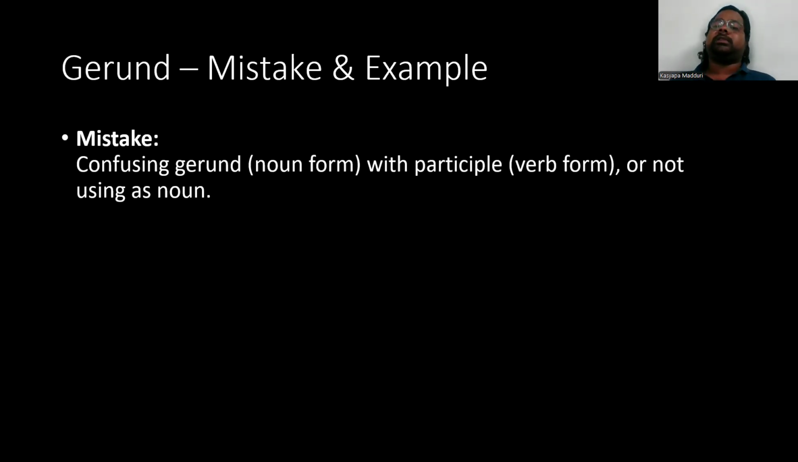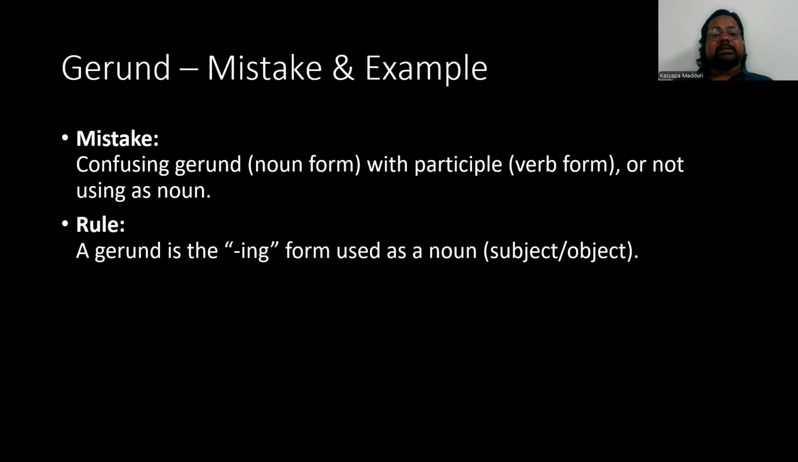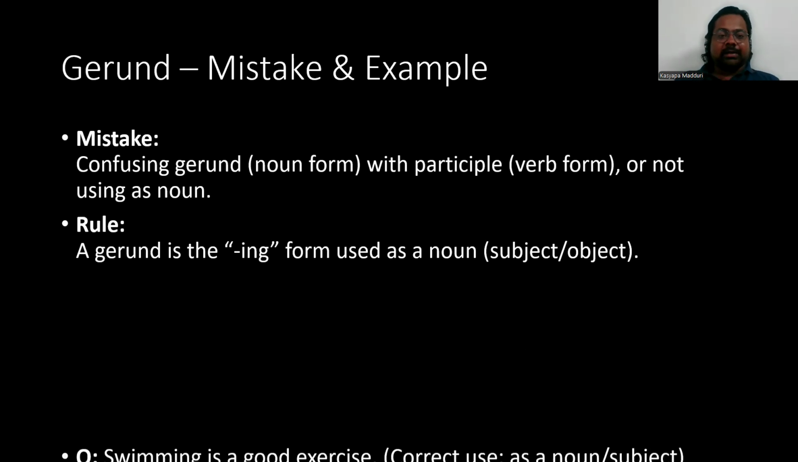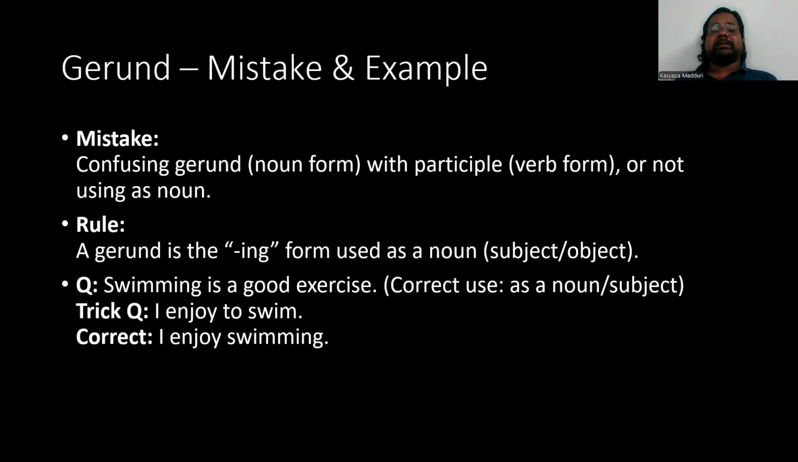Next. Gerunds, mistakes. Confusing gerund noun form with participle verb form or not using it as a noun. This is a very common mistake. You see a gerund and you think it is a verb, you get confused and you misplace it. So let us see. A gerund is the ing form used as a noun, subject or object. Swimming is a good exercise. Now here, a trick question is, I enjoy to swim. The correct answer is, I enjoy swimming. Swimming is a noun.